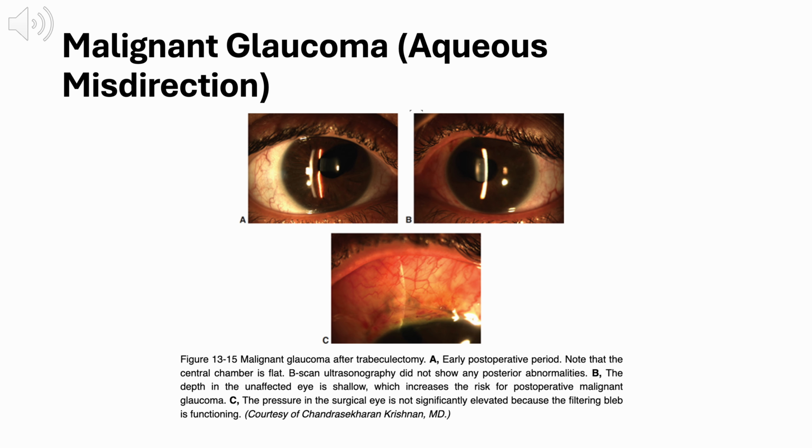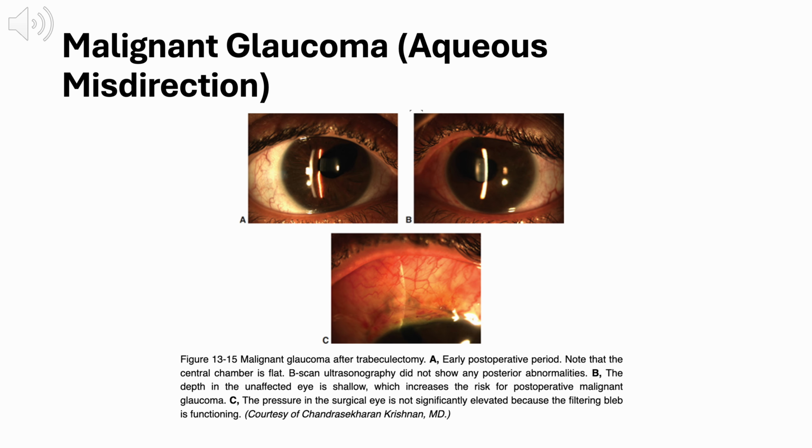Image B highlights something important but often overlooked. The fellow eye also has a naturally shallow chamber, which is a major risk factor. Eyes with crowded anterior segments are far more prone to aqueous misdirection after surgery. Then, in image C, even though the chamber is flat, the bleb is elevated, confirming that aqueous is indeed flowing outward through the trabeculectomy site.